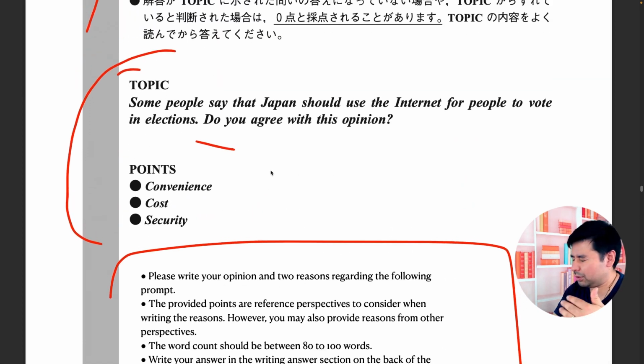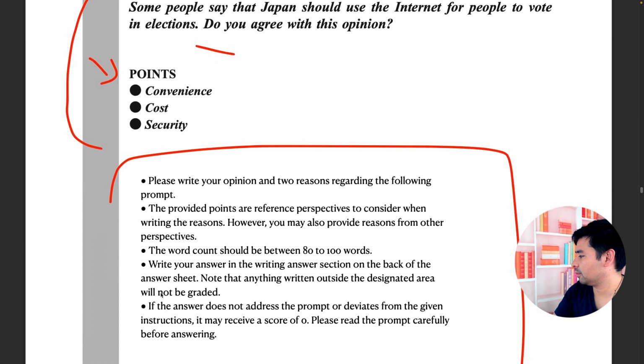You're going to read the question and then you're going to think, you're going to use the prompts like convenience, cost, security, but you not only can, you should also provide some of your own opinion in the writing, okay? But of course, try to use the ones given by the text as well. But you can give your own opinion about that.